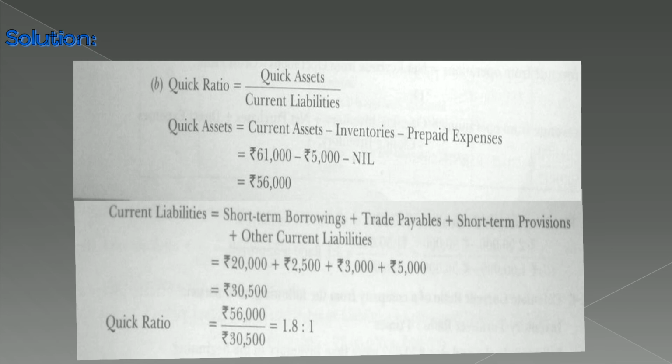Now go through the quick ratio. This is the quick ratio. Quick assets by current liabilities. Here we have calculated quick assets, current assets minus inventories minus prepaid expenses. So there is no value of prepaid expenses. So out of 61,000, 5 been removed. So it is now.